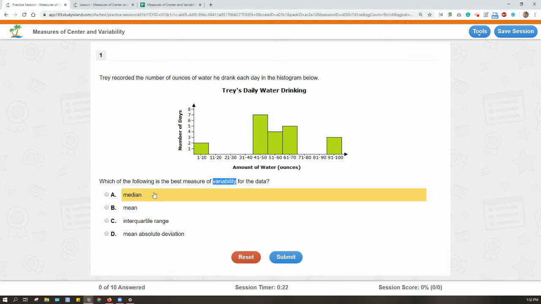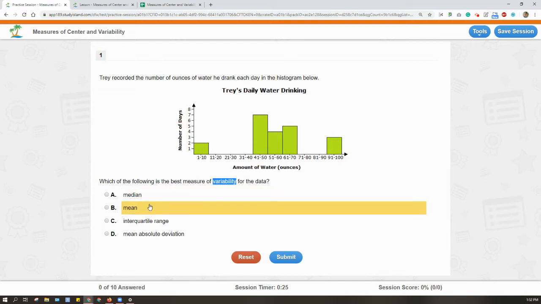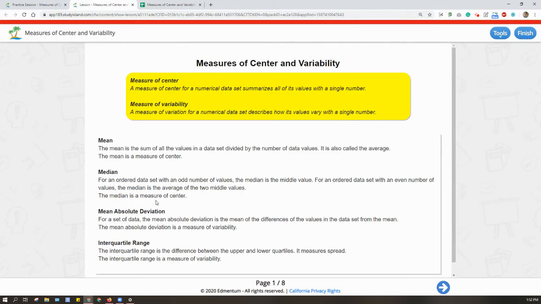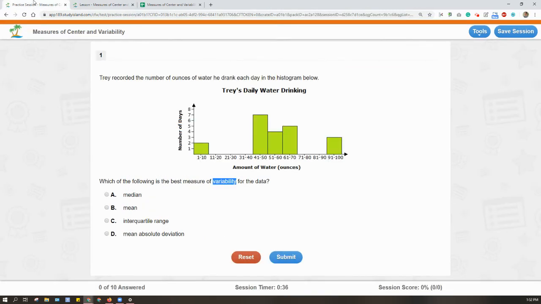Well, first things first, mean and median. Do those measure variability? No, they do not. Mean and median are both a measure of center. So right away, you've already eliminated 2 of your possible choices. You have mean absolute deviation and interquartile range next.